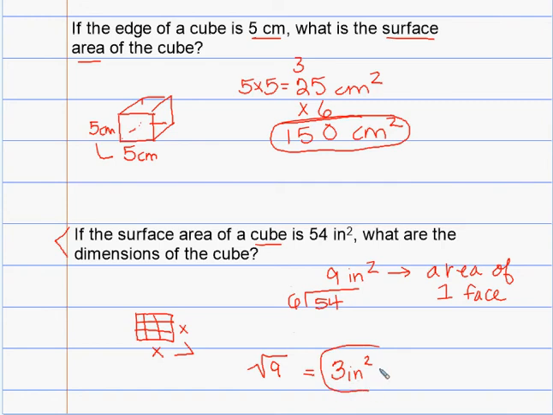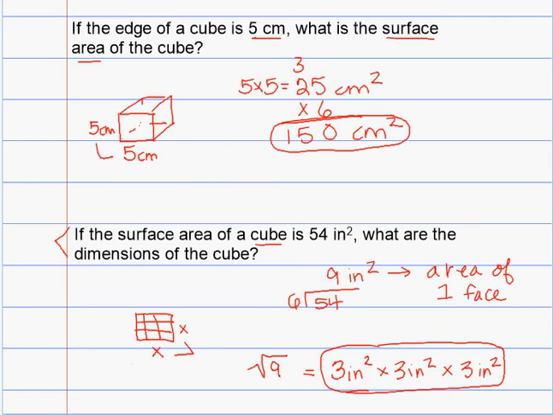So it'd be a 3 by 3 by 3, because there would be 3 dimensions. It's 3 by 3 by 3. Every edge is the same. So that is how you calculate the surface area of a cube given a side or an edge length, and how to work backwards if you're given the surface area of a cube.